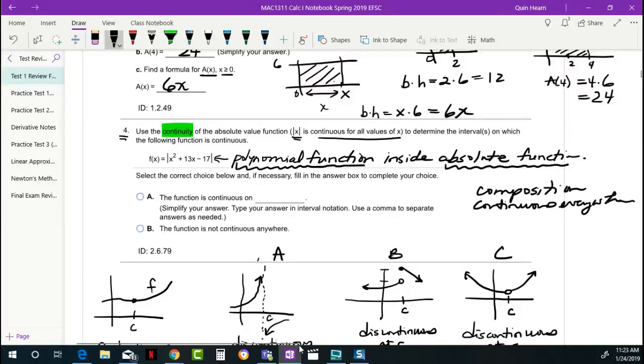Okay, so by using that reasoning, simply that we know all polynomial functions are continuous everywhere, we were told the absolute value function is continuous everywhere, and we have a theorem that tells us that means their composition is continuous everywhere. So this function is going to be continuous on negative infinity to infinity.